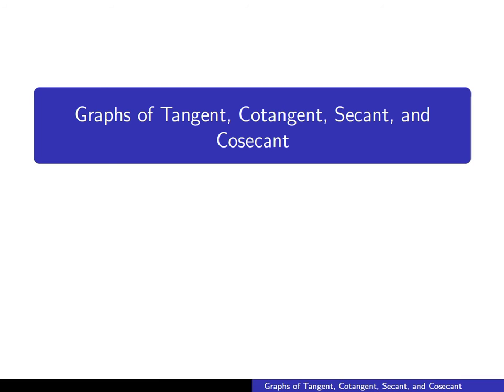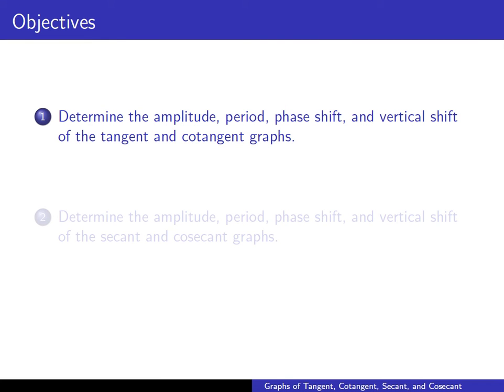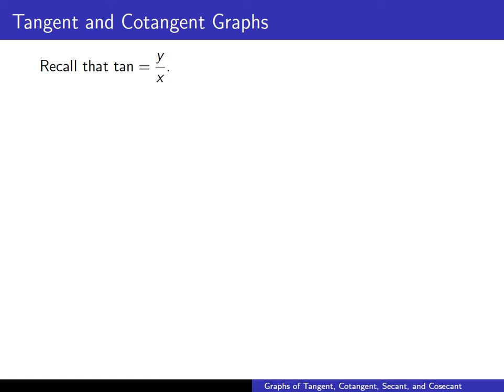Alright, in this video we're going to look at the graphs of tangent and cotangent functions, and then in the next one we'll take a look at secant and cosecant. So we're going to look at finding the amplitude, period, phase shift, and vertical shift of the tangent and cotangent graphs. So recall that tangent is opposite over adjacent, or the y-coordinate over the x-coordinate.